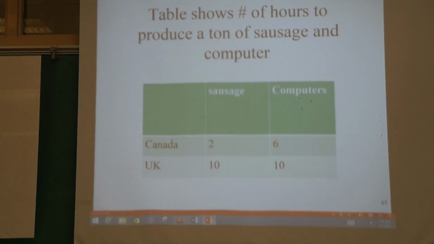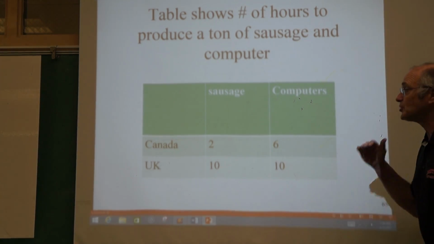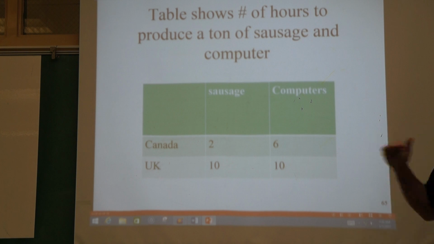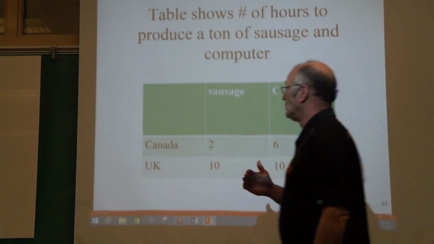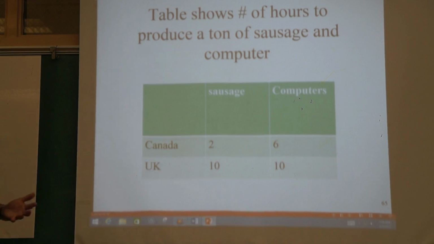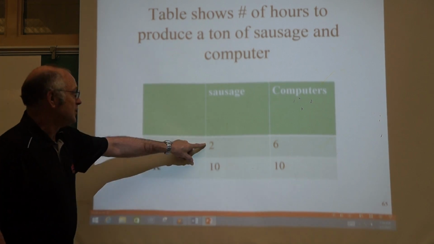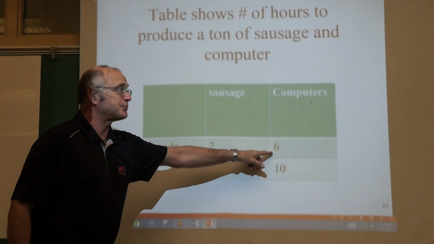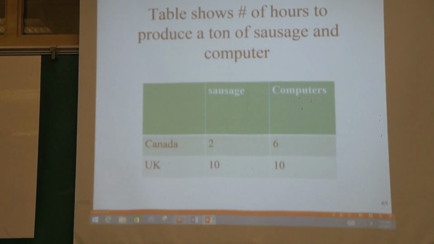Okay? Now, for absolute advantage for inputs, you're looking for the smallest number, right? Because it's who would take the least amount of hours to make a ton of sausage. So Canada here has the absolute advantage in both. 2 to 10, 6 to 10. Okay?